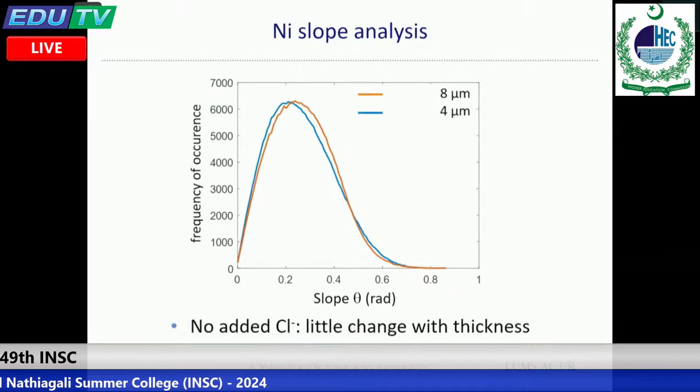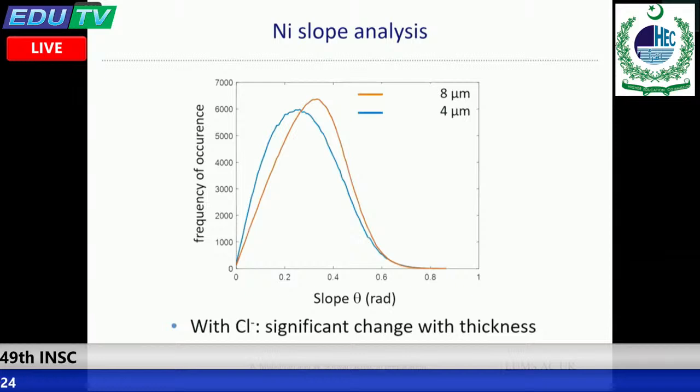So again, what I plot is the frequency of occurrence of a particular slope, and I'm comparing here the data normalized for an 8 micron film and a 4 micron film. And you can see that when there is no chloride, there is actually little change with the thickness of the film. It shifts a little bit to higher angles, but not hugely. On the other hand, when the chloride is present, there's a much greater effect. So this is another illustration of how anions can affect surface slope and therefore the whole growth process of a polycrystalline film.